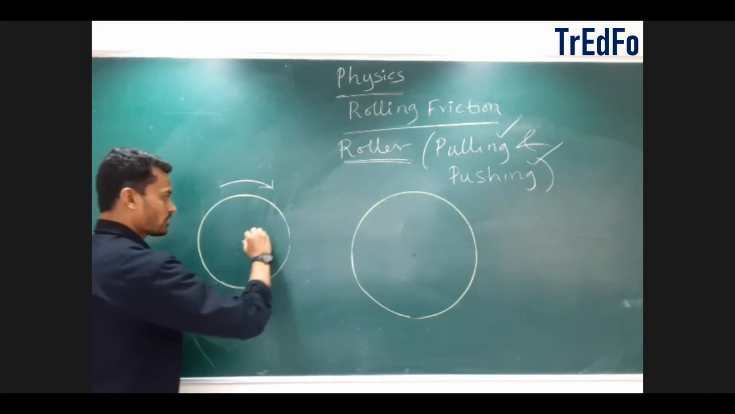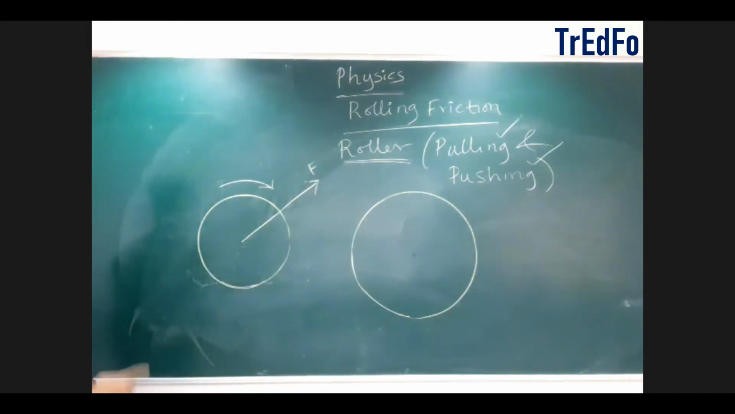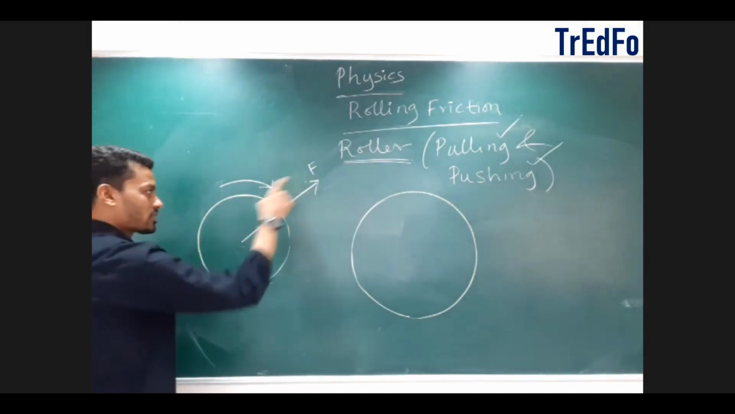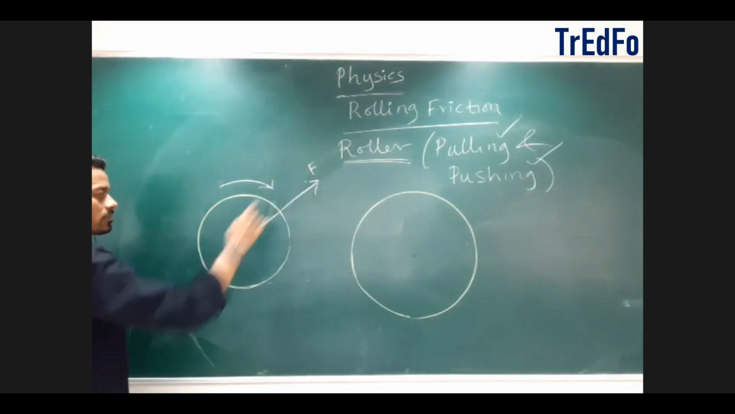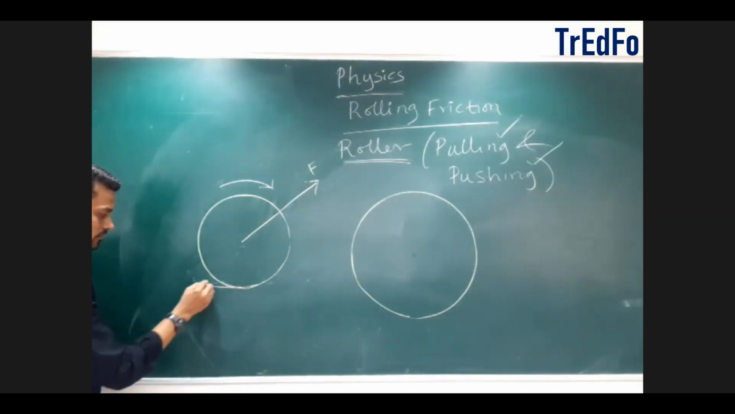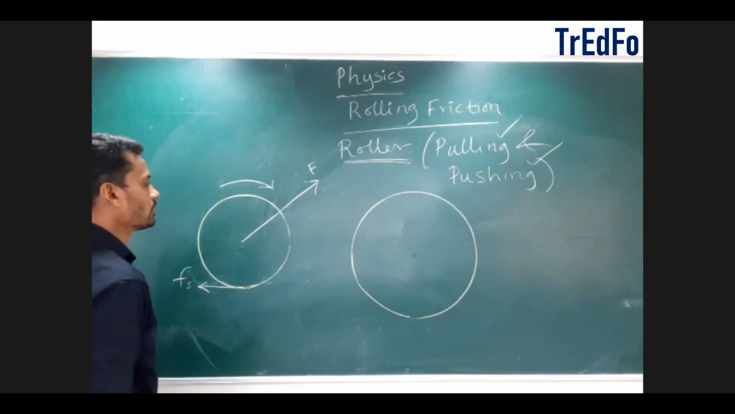And from the center, the force is applied over here. In this case, I'm pulling, because the force is applied this way, it's moving like this. So it's moving in the direction of the force applied here. So there will be some frictional force acting in this direction. Let's say it's at rest, so the static force is in this direction.